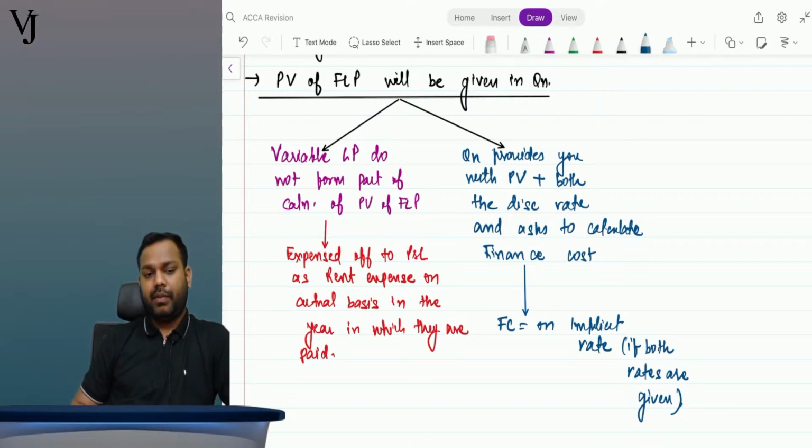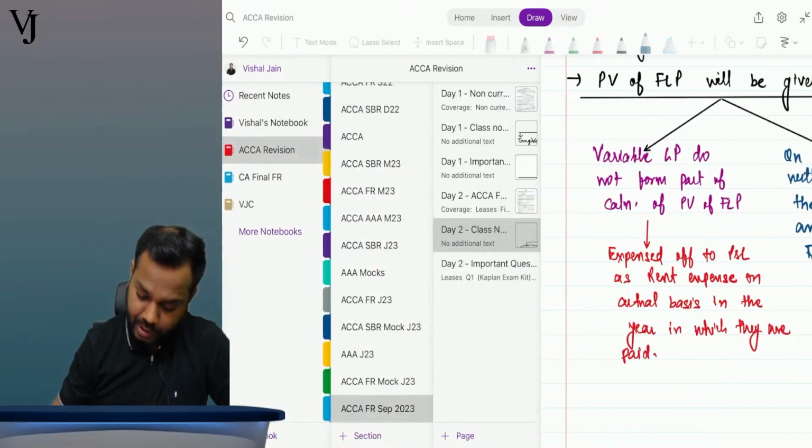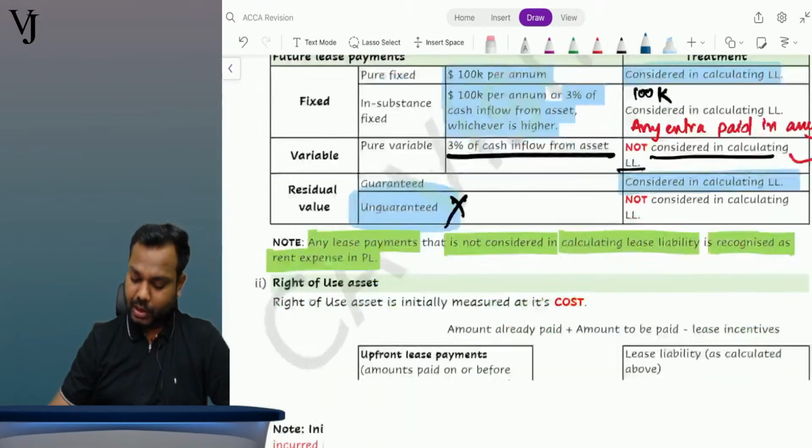Confirm, guys. Is it clear, everyone? Wonderful. Now let us proceed further. Okay, right of use asset.